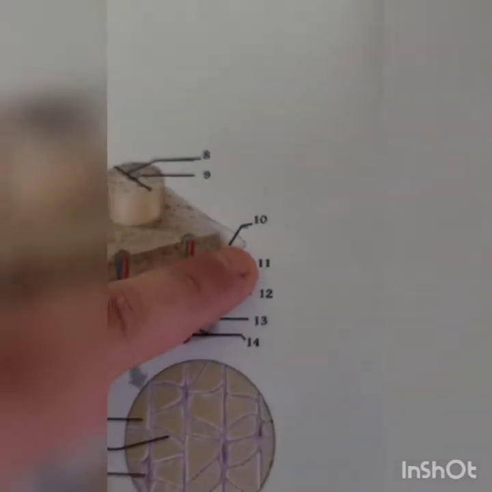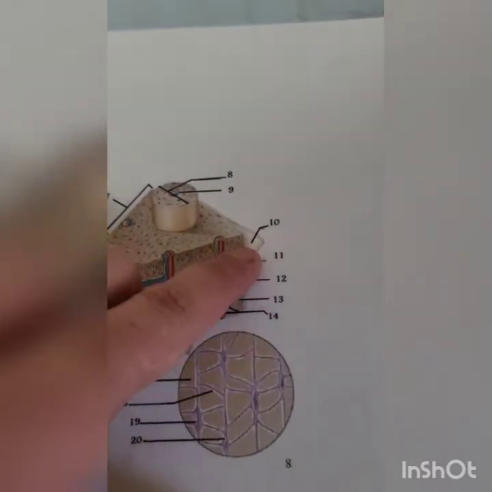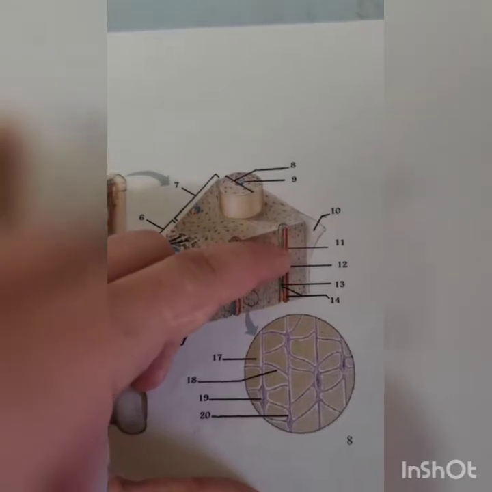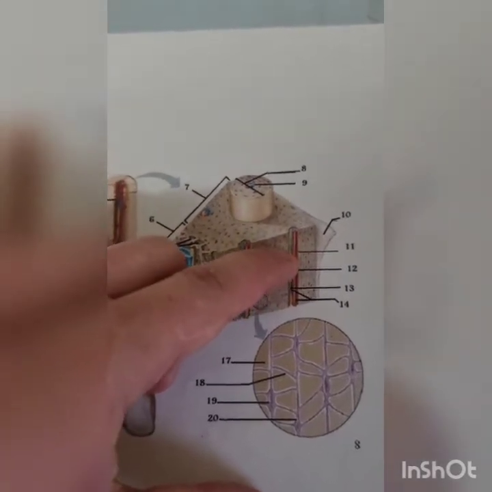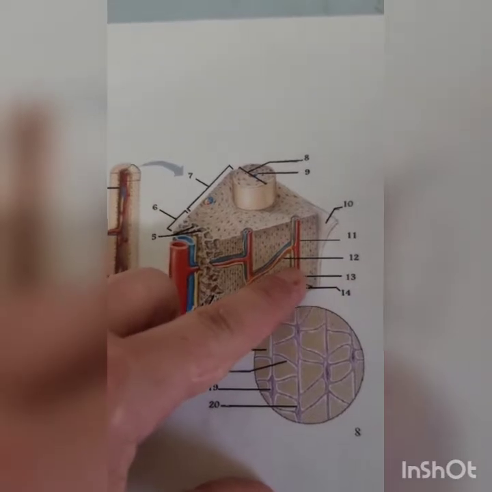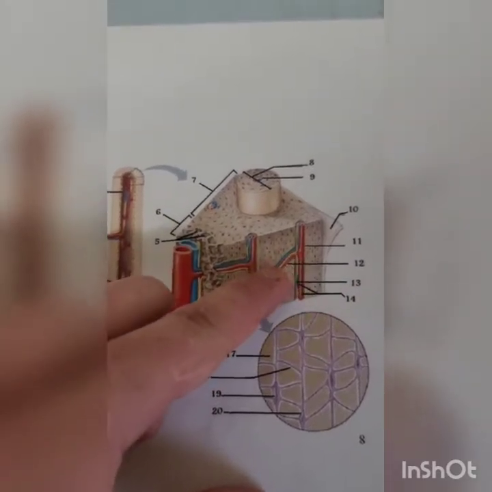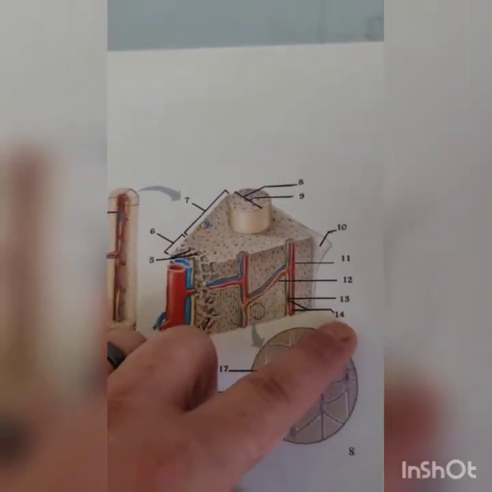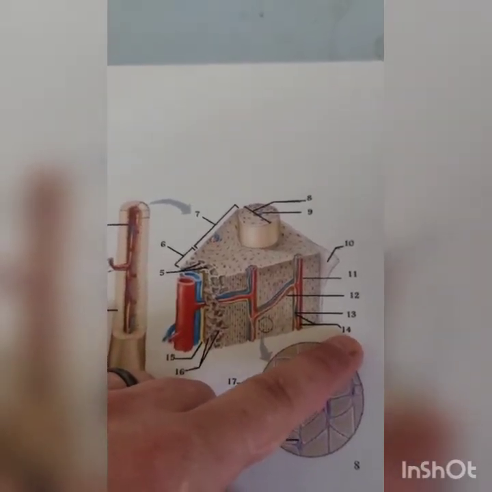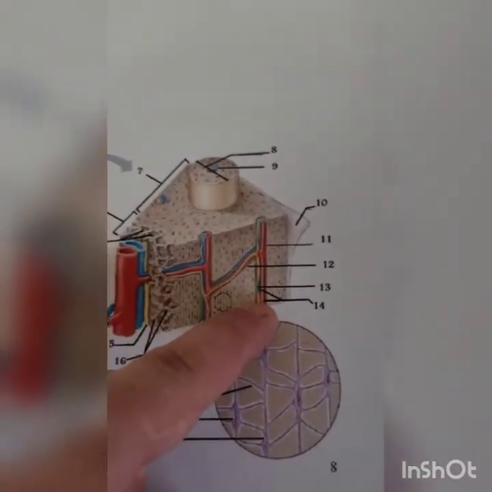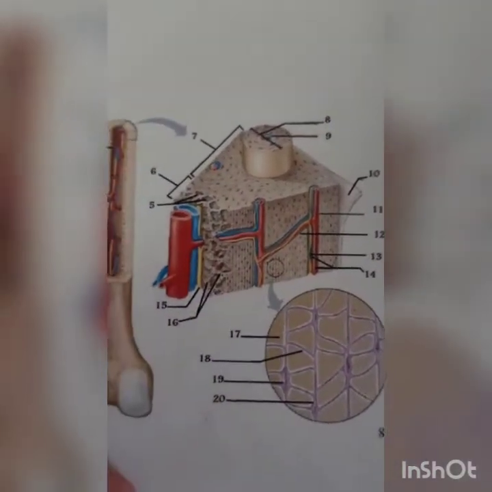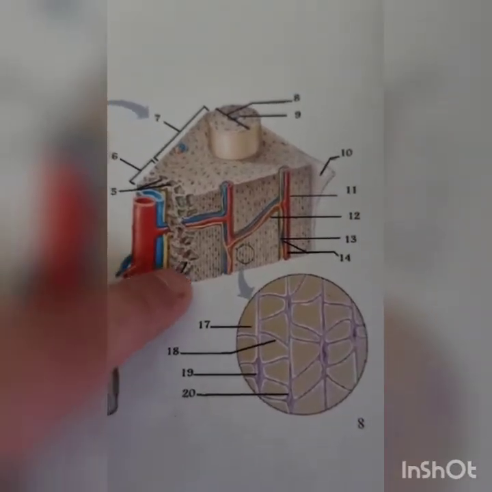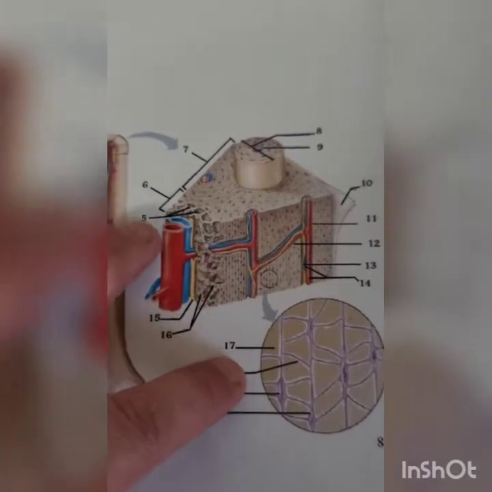Alright, 10. Back up a little bit so you can see the whole thing. So 10 is the periosteum. 11, that's just another nerve. 12, this is actually the central canal here again. So 13, blood vessel. 14, this is the perforating canal right here. Alright, so 15, that's just another nerve. 16, that's just the spongy part of the bone.